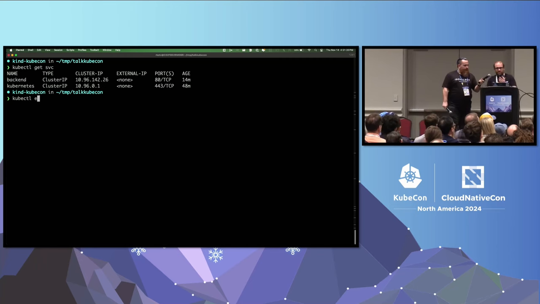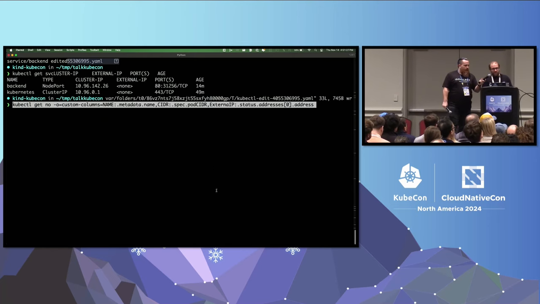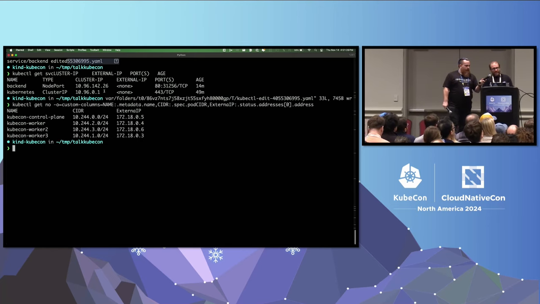So I'm going to change my service here and make it a node port, right? So now it's a node port, as we can see here. I have an external port allocated. This is random as well and depends on how you configure your API server. Usually it's from 30,000 to 32-something. I don't know, but you can extend the range. It's in the docs.